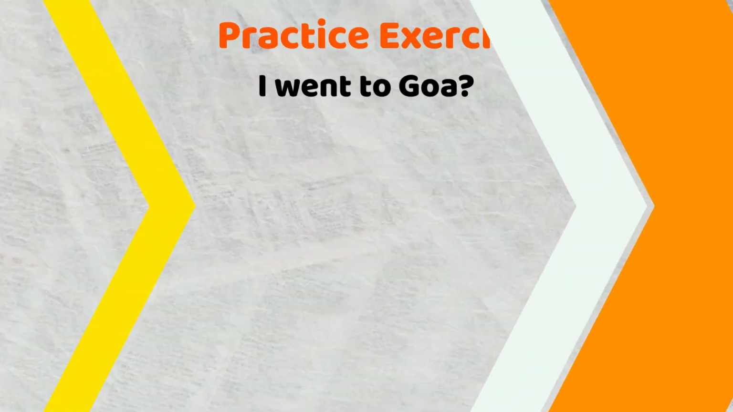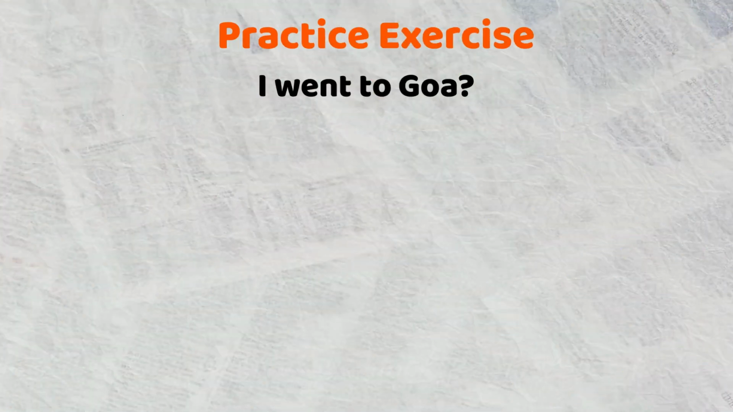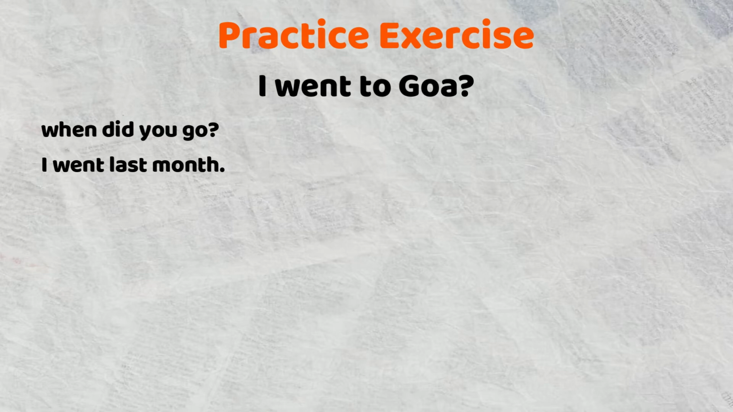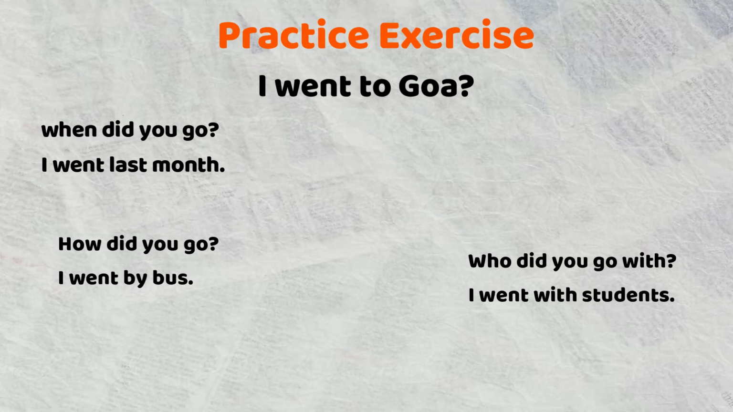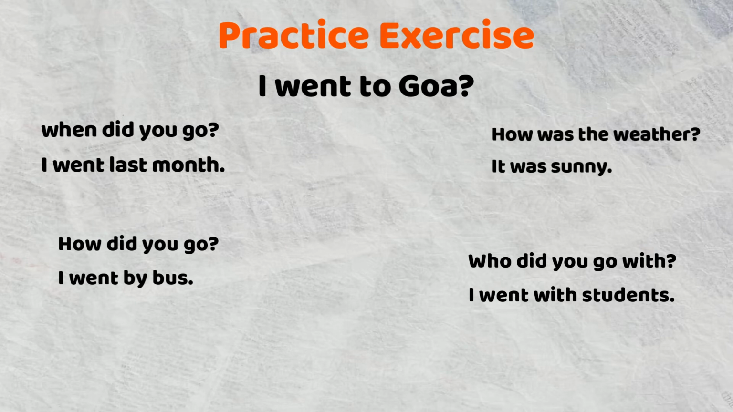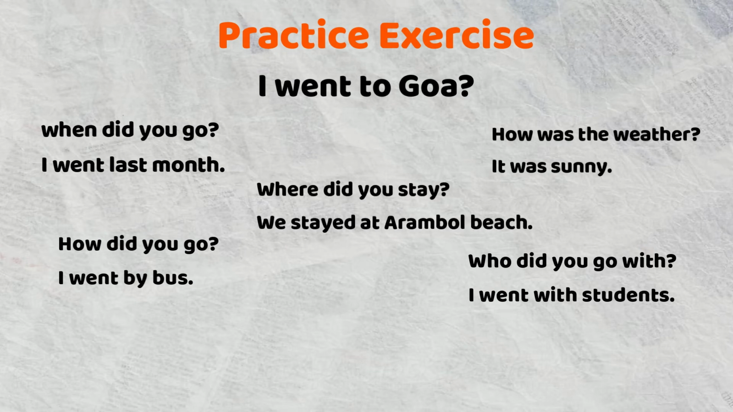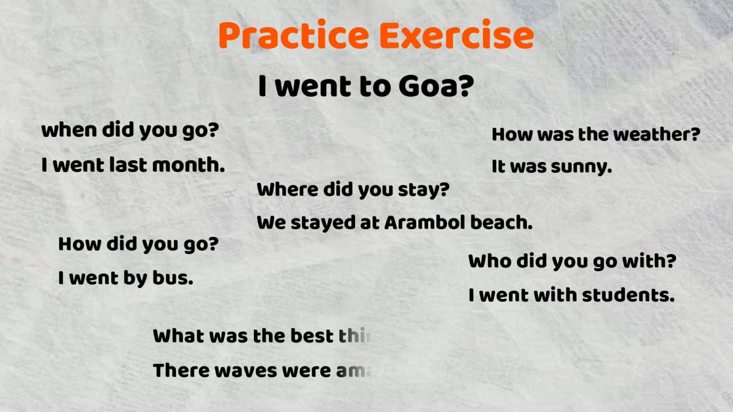Now let's practice all the questions with a situation. I will say I went to Goa. You ask me questions like, when did you go? I say, I went last month. How did you go? I went by bus. Who did you go with? I went with students. How was the weather? It was sunny. Where did you stay? We stayed at Arambol Beach. What was the best thing about the trip? The waves were amazing. You can practice like this with friends to become perfect in this grammar.